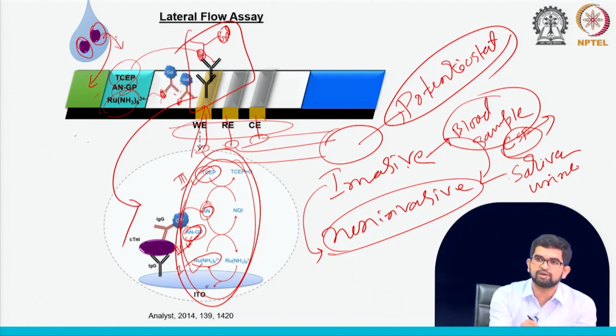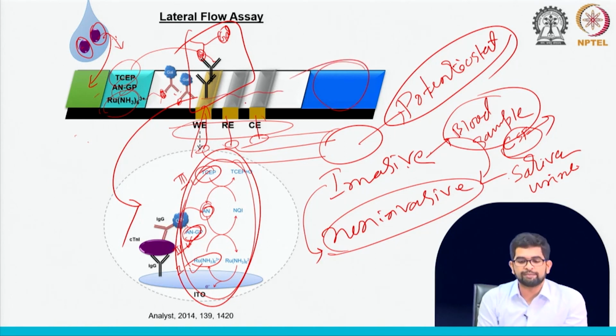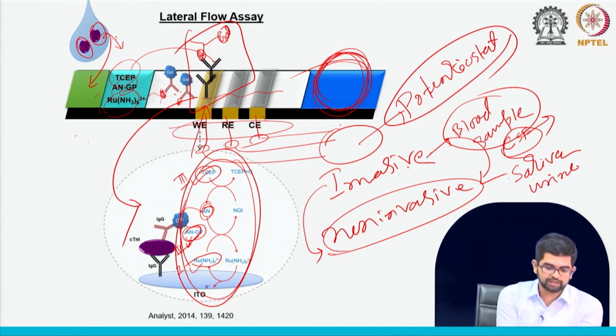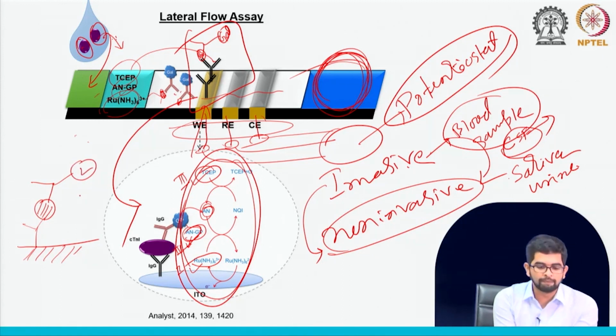So, the excess reagent will go through this and be absorbed on the absorbent pad. Generally, when we are forming the sandwich assay, as I mentioned, there is the primary antibody, then your target, then your secondary antibody conjugated with the label.